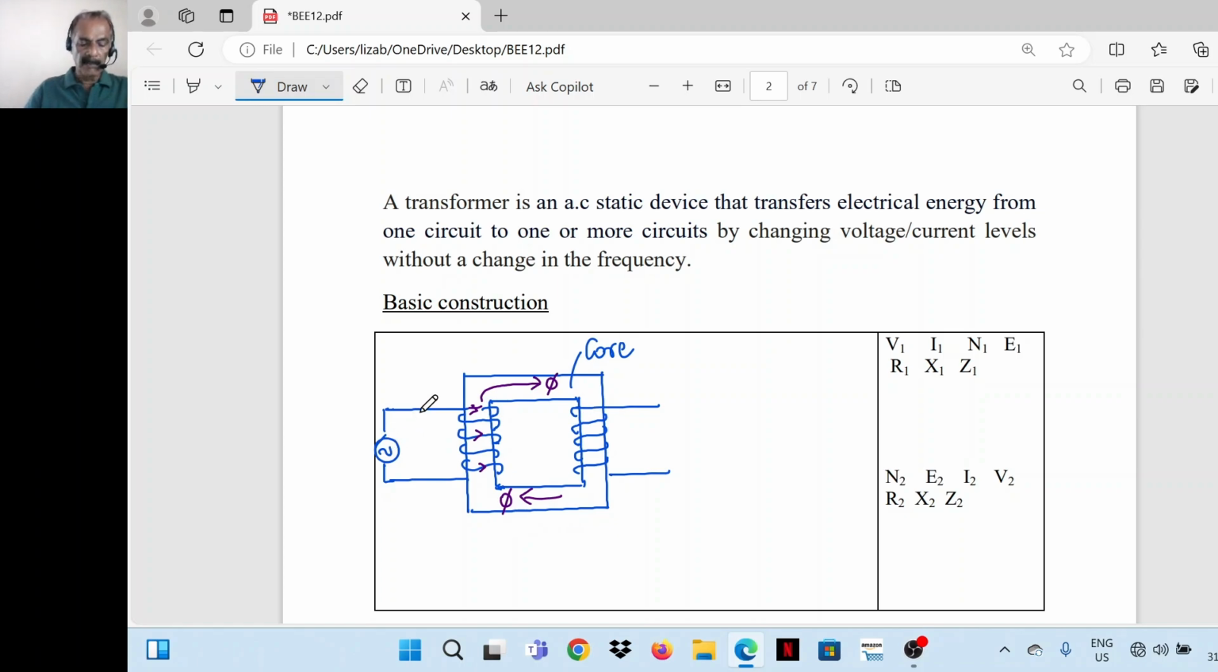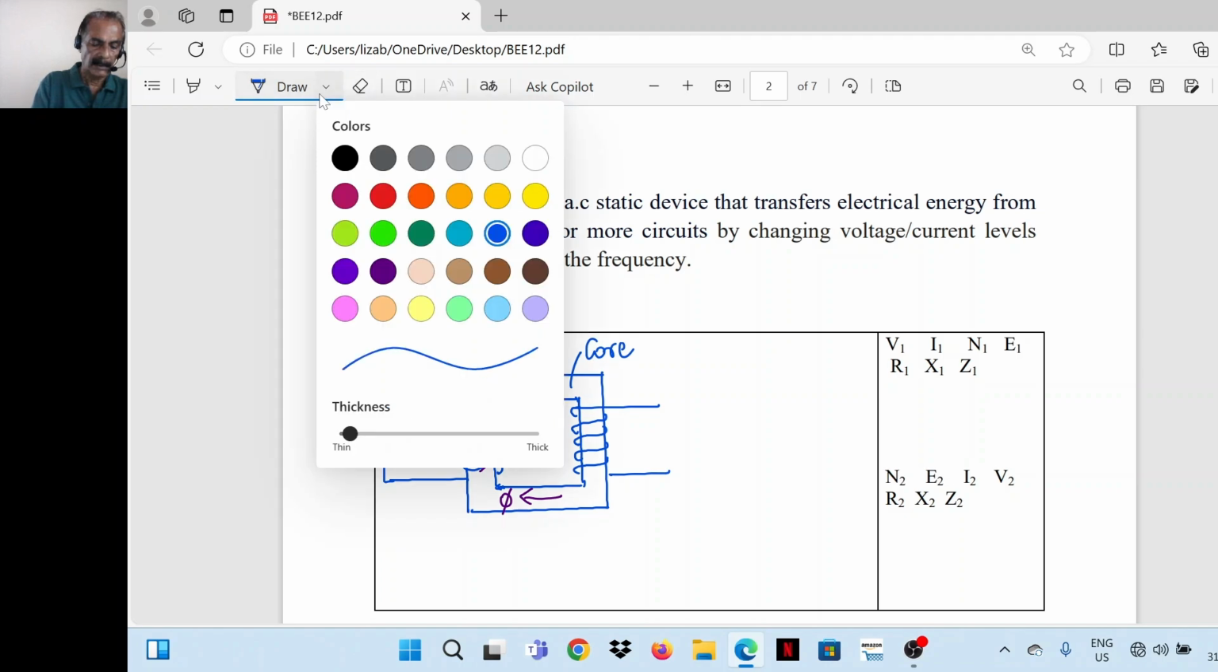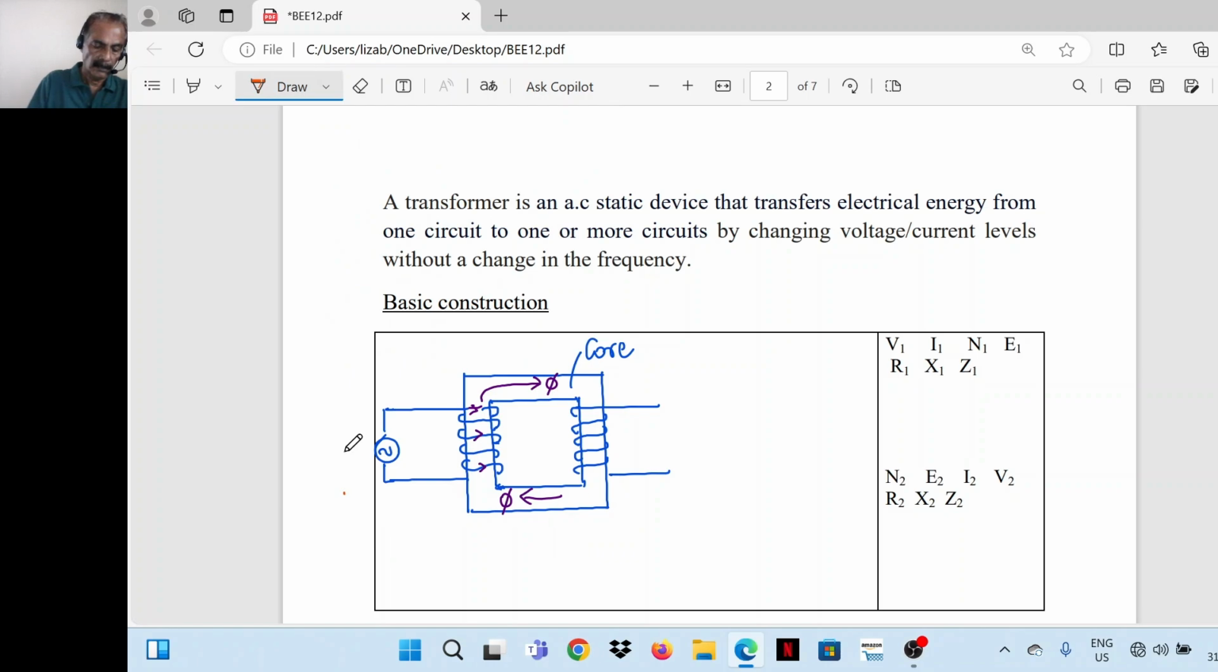Now the primary is given an AC supply. Here this is an AC source. I'll write the RMS value of voltage. V1 is the RMS value of input voltage. When the source is connected to the winding, current will pass through the circuit. I'll mark it as I1. These are RMS values only.